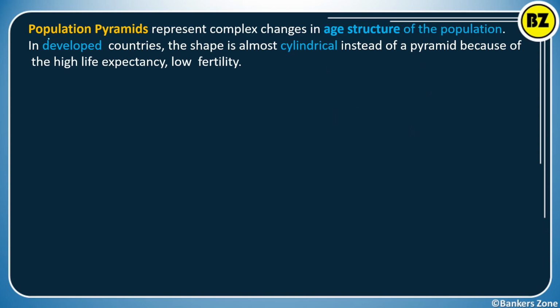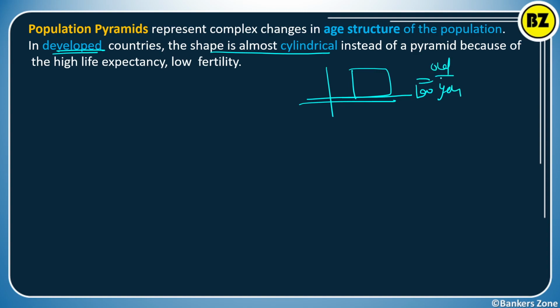So see here, the population pyramid represents complex changes in the age structure of the population in a developed country. The shape is almost cylindrical instead of a pyramid because of the high life expectancy and low fertility. Why? In a developed country like America, the shape is cylindrical. So the shape is like this. That means the number of people in the lower age group is equal to the old people. So it is not good for the country. In developed countries, remember, the population pyramid is almost cylindrical.